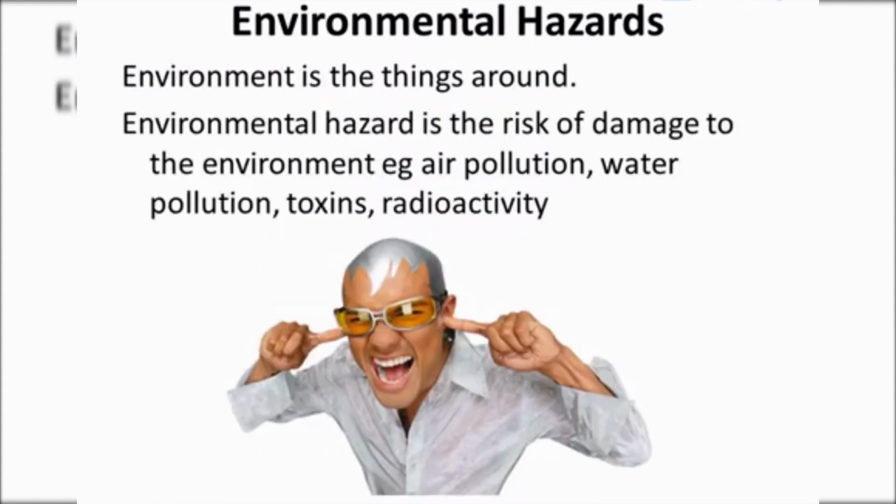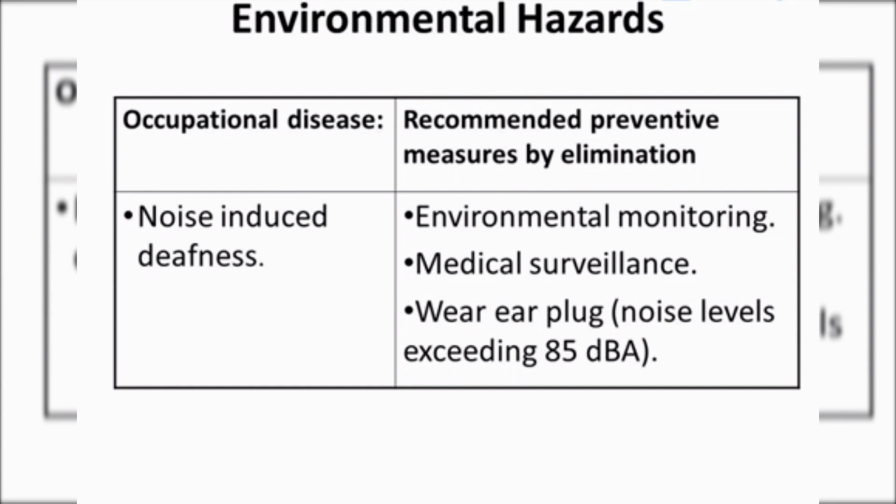Environmental hazards. Environment is the things around. Environmental hazard is the risk of damage to the environment, e.g. air pollution, water pollution, toxins, radioactivity. Occupational disease. Recommended preventive measures by elimination. Noise-induced deafness. Environmental monitoring. Medical surveillance. Wear earplugs when noise levels exceed 85 dB.